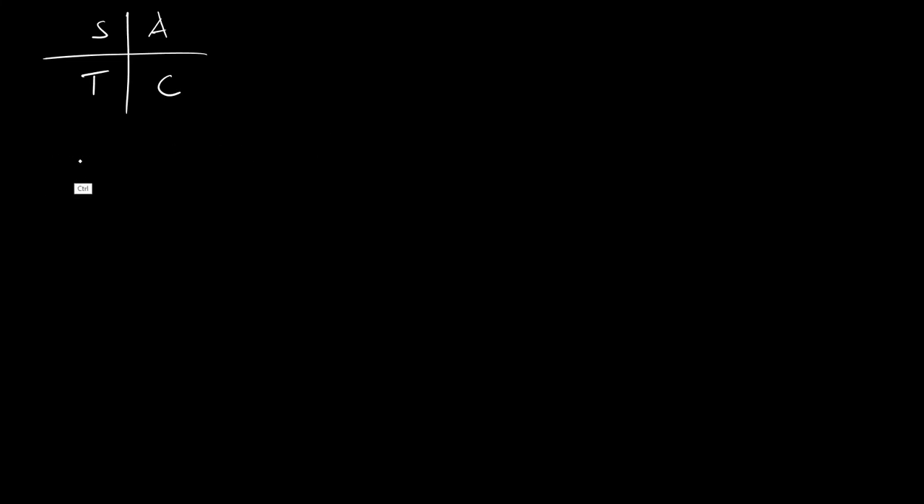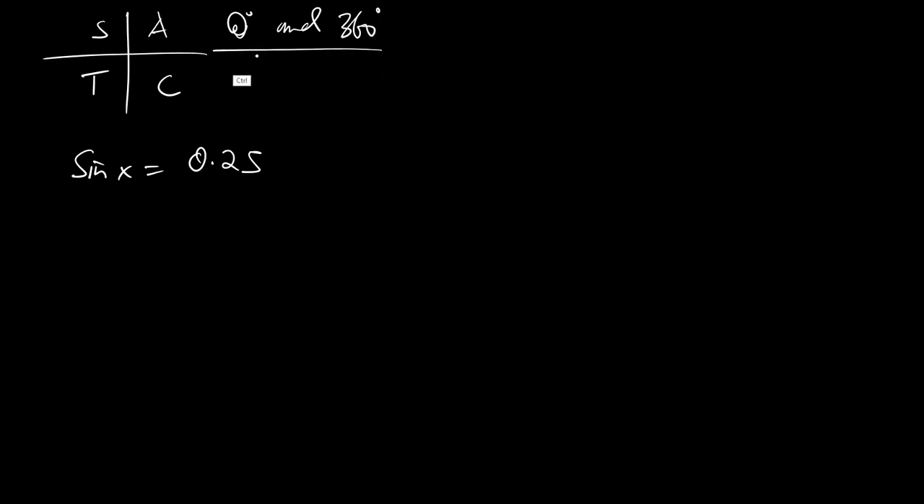Let's say you have sine x equal to 0.25, and we're looking for the angle x between 0 and 360, between 0 degrees and 360 degrees.